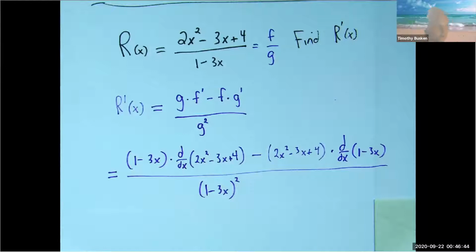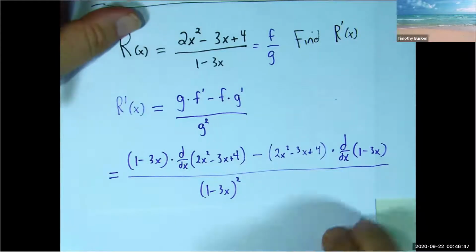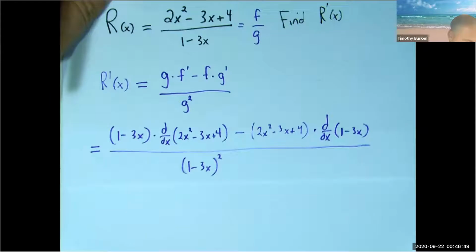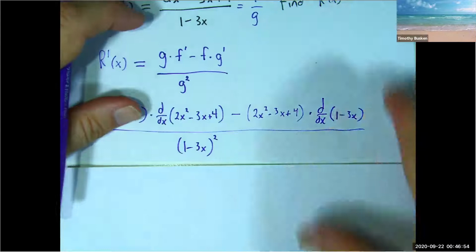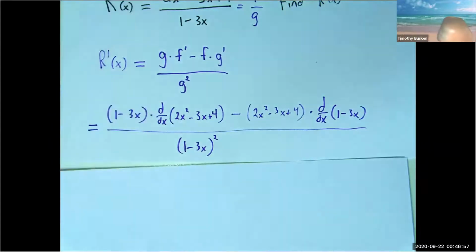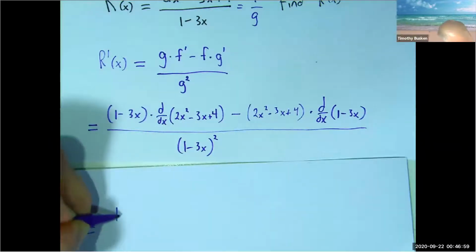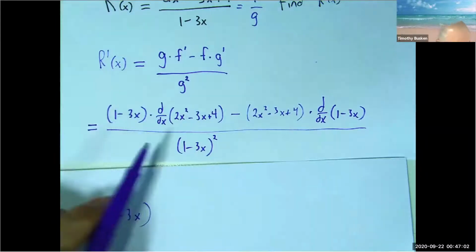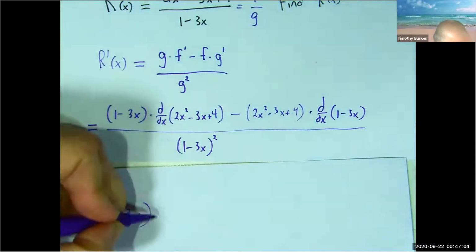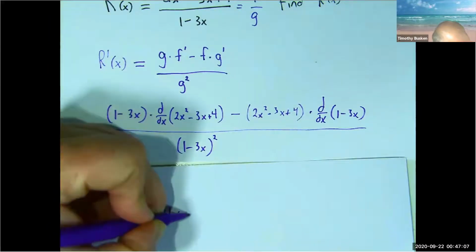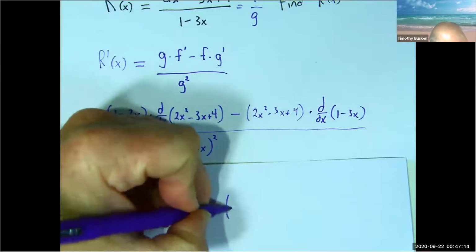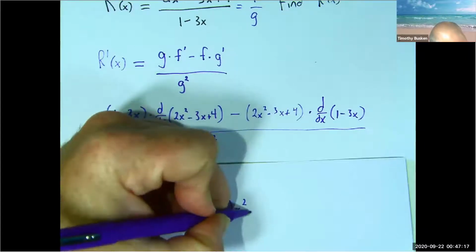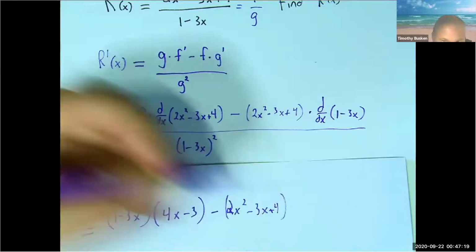So that's the setup. According to the formula, let's go ahead and take derivatives and then find the simplest version of this derivative function, r prime of x. Okay, so that's going to be equal to, let's see here, 1 minus 3x. What is the derivative of this quadratic? Well, it's going to be 4x minus 3. Minus 2x squared minus 3x plus 4, going along for the ride.